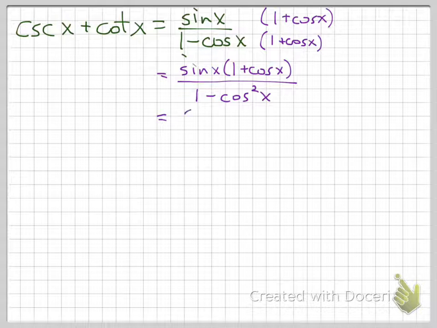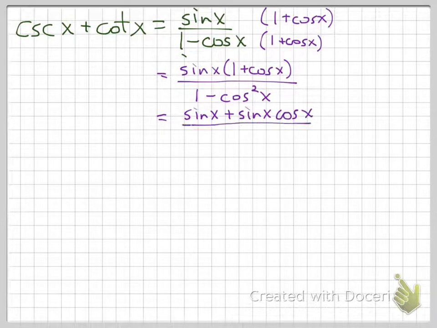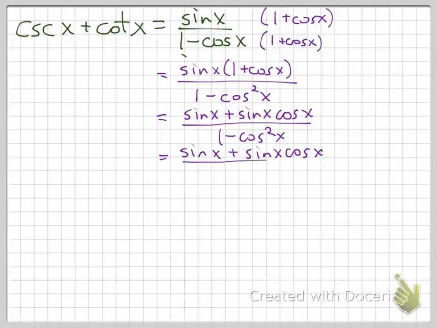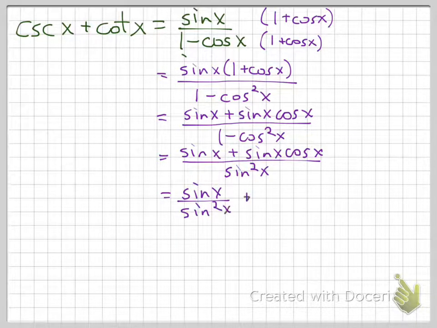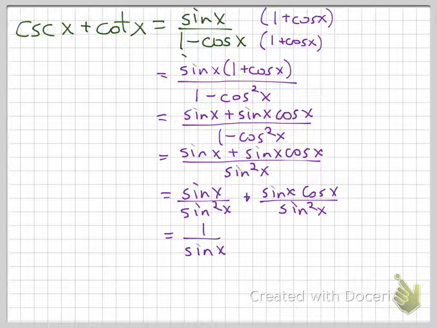If I simplify the numerator, I now have sine x plus sine x cosine x, and that's over 1 minus cosine squared x. And what the denominator is now going to be used for is our Pythagorean identity, which becomes sine squared x. Now I can split it into two fractions, sine x over sine squared x plus sine x cosine x over sine squared x. The left fraction becomes 1 over sine x. The one on the right becomes cosine x over sine x.